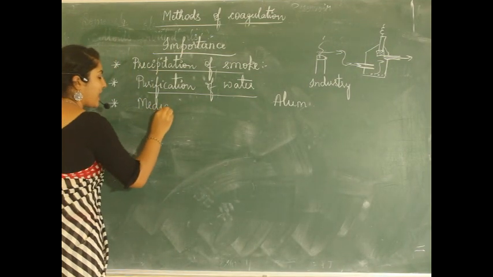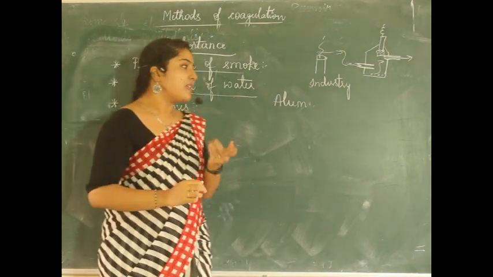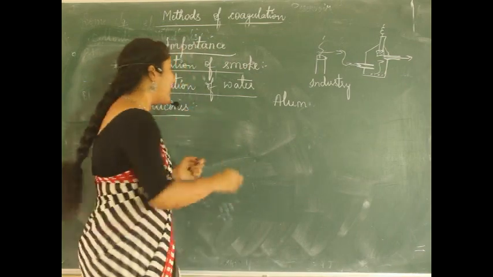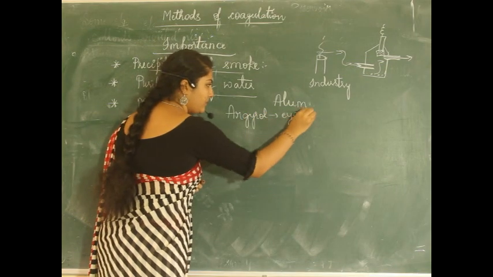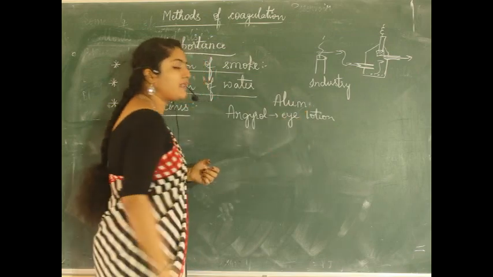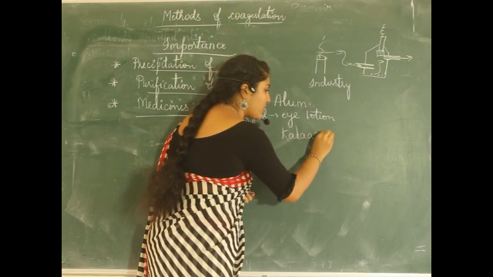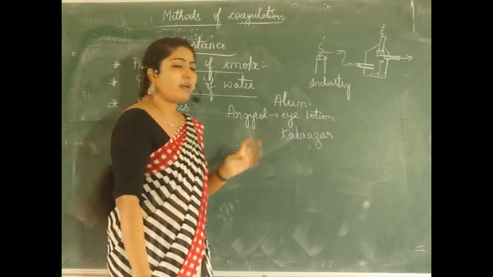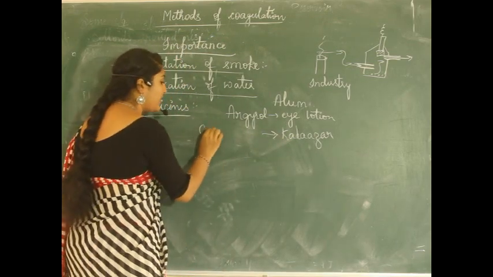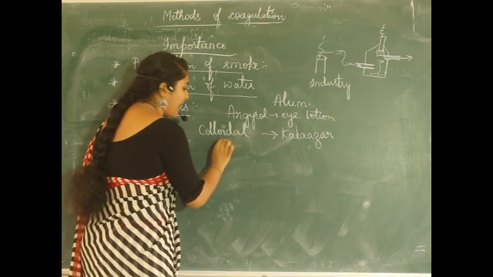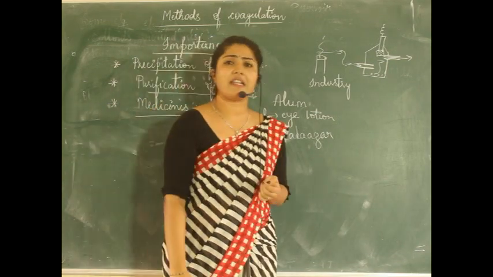Next, in medicinal fields, we can see the use of colloids. Most of the medicines are colloidal in nature. Say for example, the eye lotion you use. It's a silver sol called argyrol, which is used in eye lotion. And there is a disease called Kala Azar, which is also called black fever. For the treatment of this Kala Azar, the colloidal solution that is used is colloidal antimony. Kala Azar is where you can see inflammation in liver or spleen.